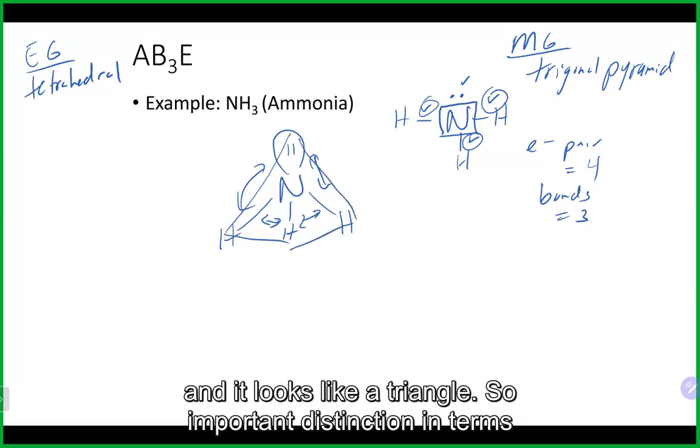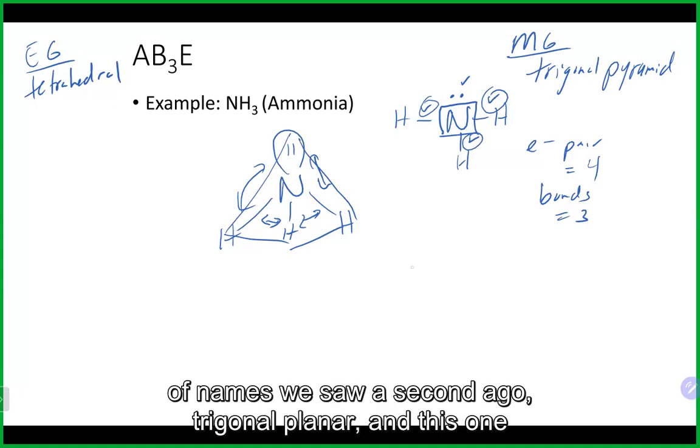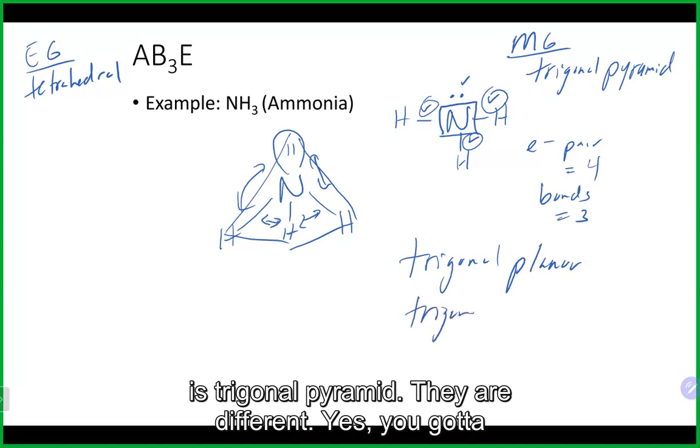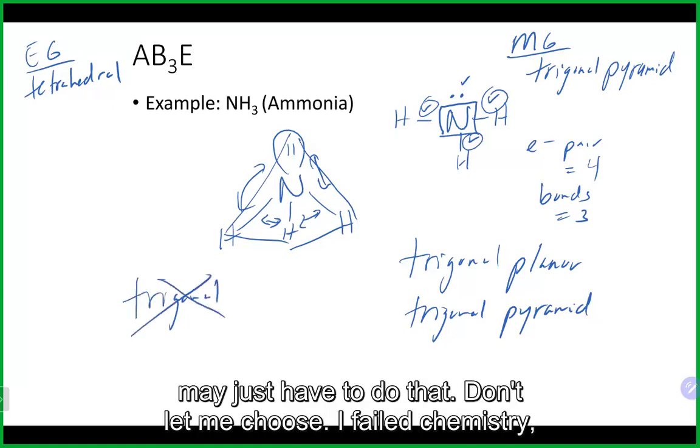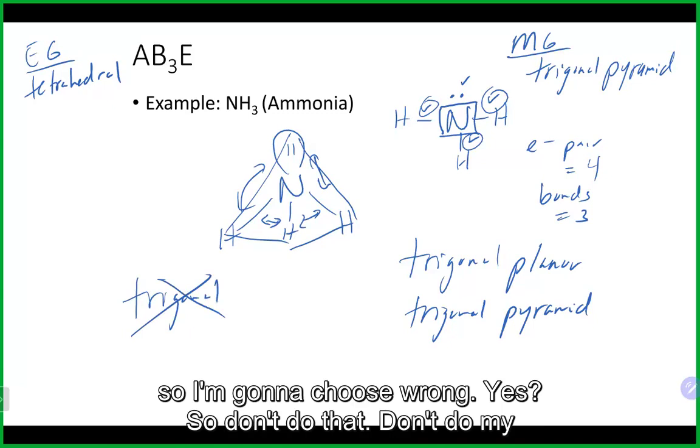So, an important distinction in terms of names. We saw trigonal planar a second ago, and this one is trigonal pyramid. They are different. Yes, you have to choose. You can't just write trigonal, otherwise I may just have to choose for you. Don't let me choose. I failed chemistry, so I'm going to choose wrong. So don't do that.